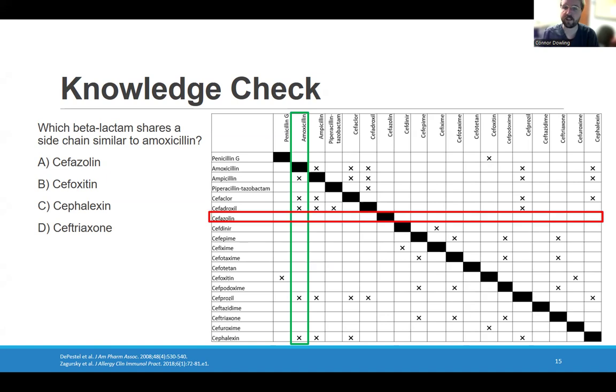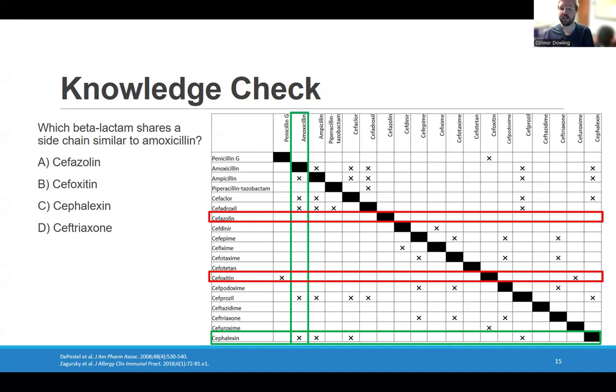So when we look at cefazolin, it has that unique side chain. There is no similar side chain with amoxicillin or any other beta-lactam, so we would have a low risk of cross-reactivity here. Cefoxitin, on the other hand, is also going to have a low risk, but this is going to have that similar side chain to penicillin G, but not to amoxicillin. So we wouldn't have that heightened risk of cross-reactivity if we were giving cefoxitin in an amoxicillin allergic patient.